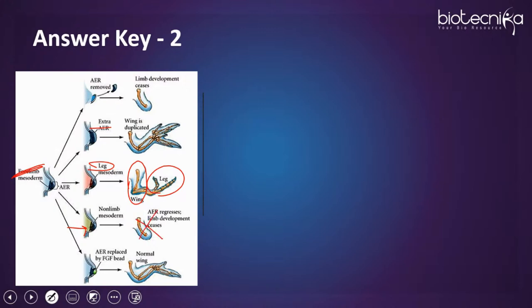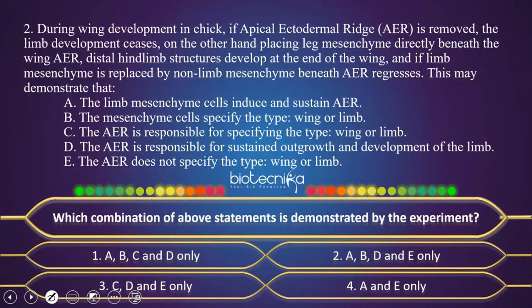What does all this suggest? That mesenchyme is very important to decide whether a limb will come out or not. And see here, you had changed the mesenchyme, so a leg came out. Which means it is the deciding factor whether a forelimb or a hind limb will come out. But what is AER doing? If you put extra AER, it's just that the part got duplicated. It means AER is responsible only for the extension of the limb. Isn't it? So let's go back to the statements.